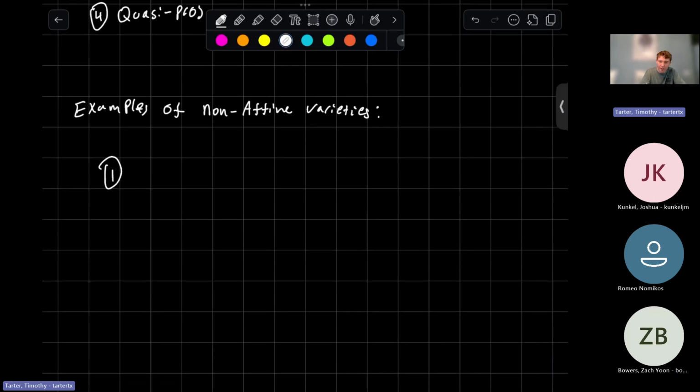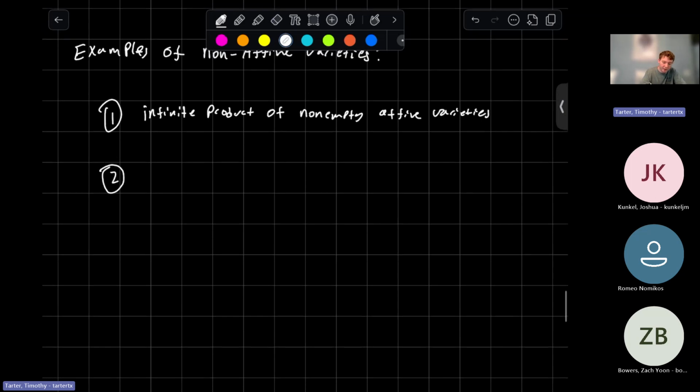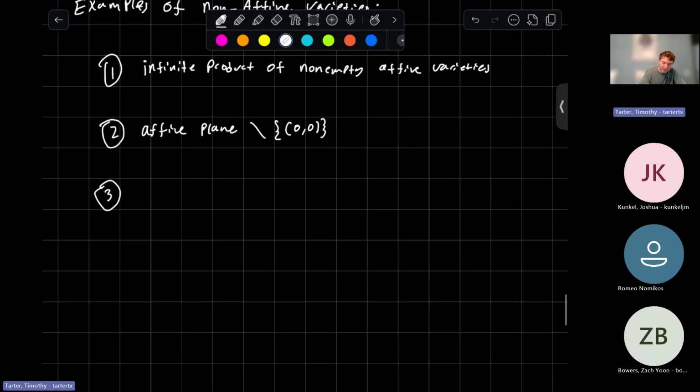So the first big one is an infinite product of non-empty affine varieties. This is a non-affine variety, and this is something that we'll prove later on. Another example is the affine plane minus the origin. And then finally, my other example is the affine line with doubled origin.